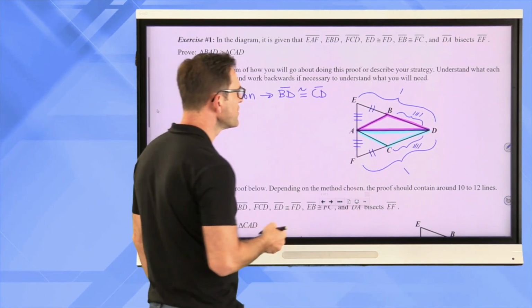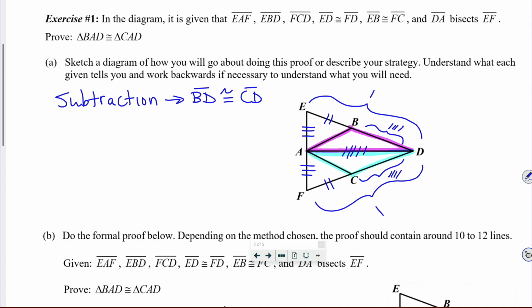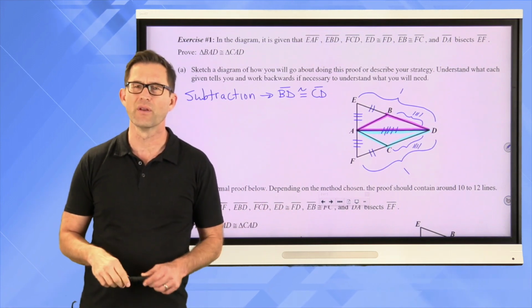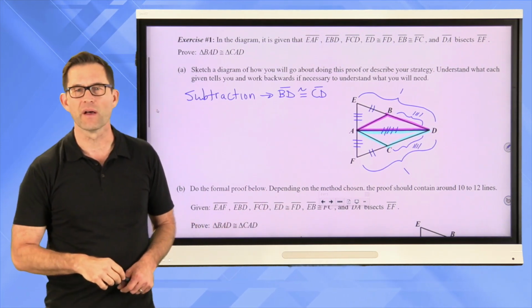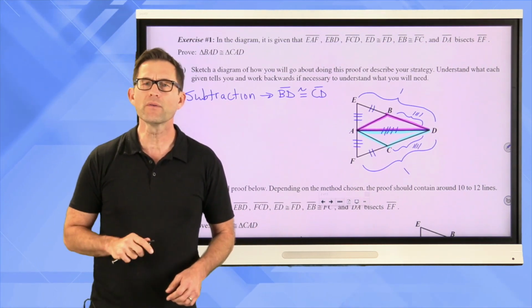Well, in terms of the two triangles that I know are congruent, they also share side AD, right? That's just that reflexive property. So that's simple enough. But I don't have anything else, right? That's all I have right now. Now, there is one other thing though.